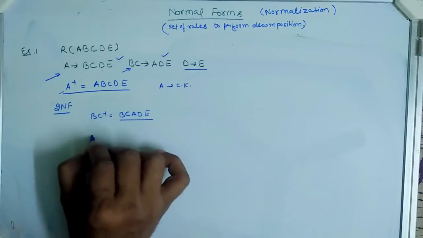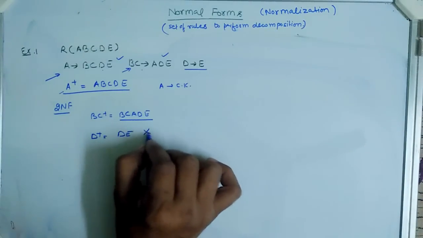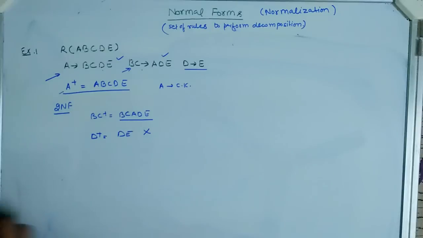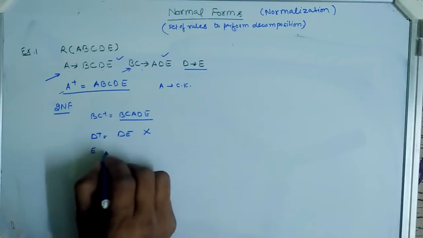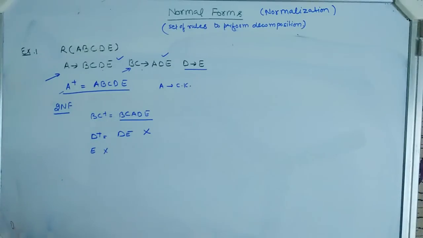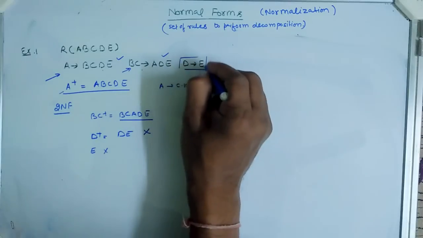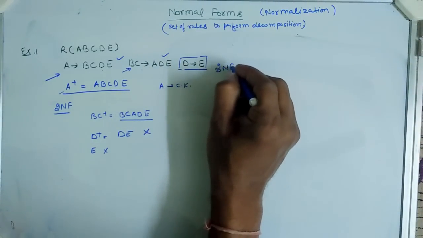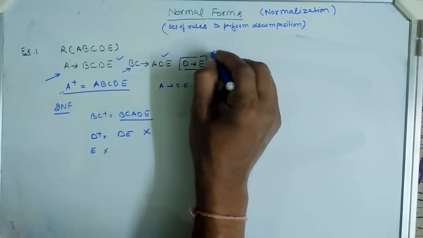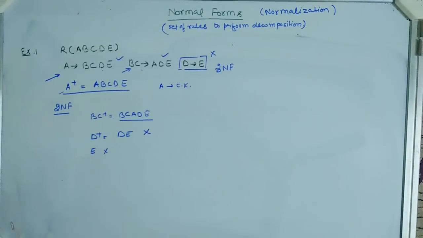So does D closure derive all the attributes? No. Or is E a prime attribute? No. So the third functional dependency does not satisfy the condition for the third normal form. That's why this relation is not in third normal form.